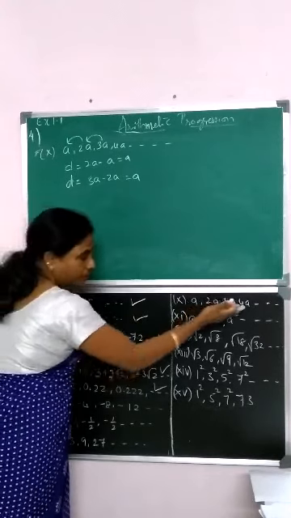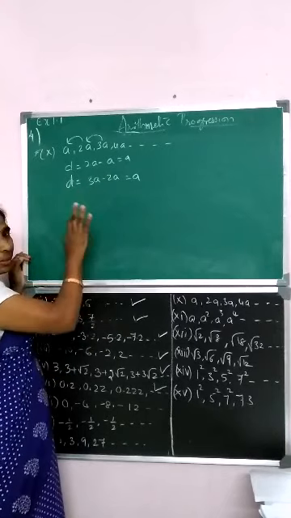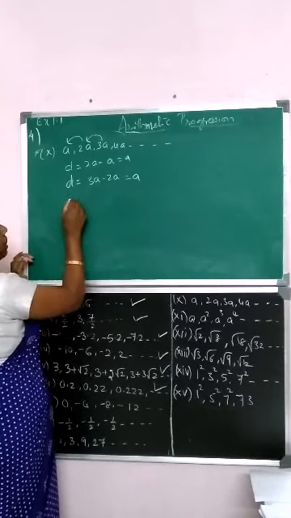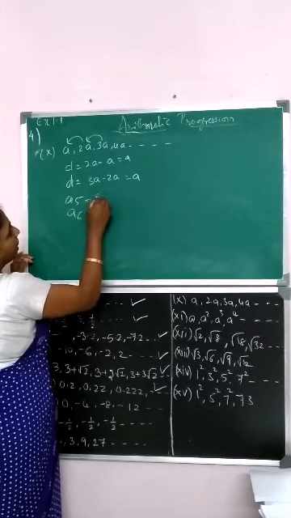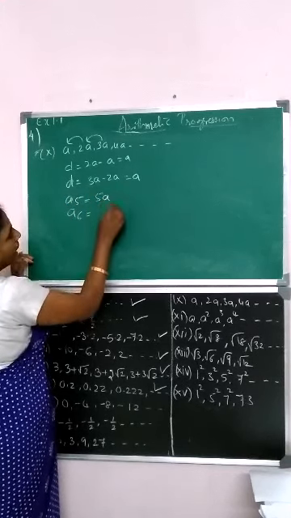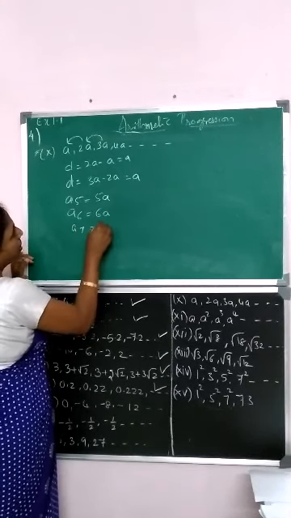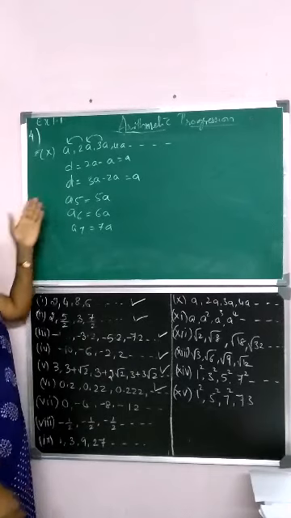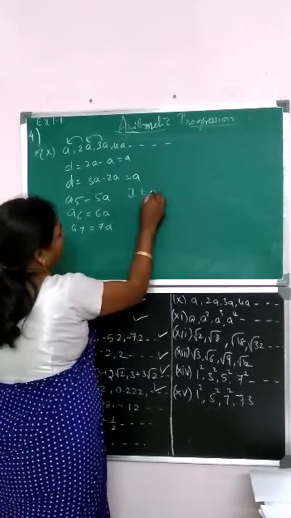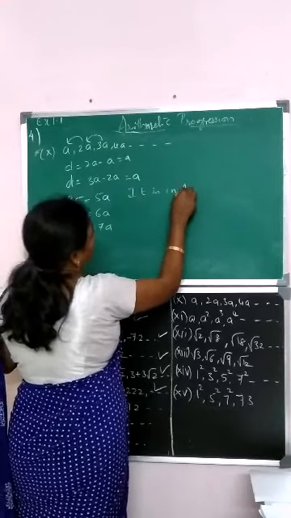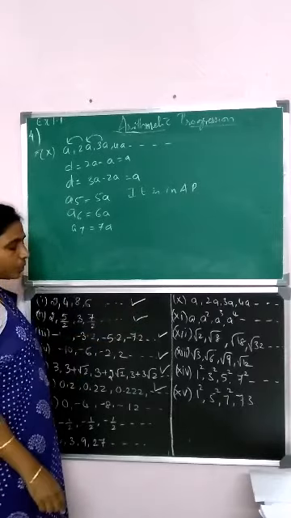By seeing this problem itself you can answer, I know, but there are some methods to do it. Now A5, A6, A7 we have to write. So it is 5A, A6 is 6A, A7 is 7A, like that we have to continue. These are three terms and it is in AP. Let us move on to the next one.